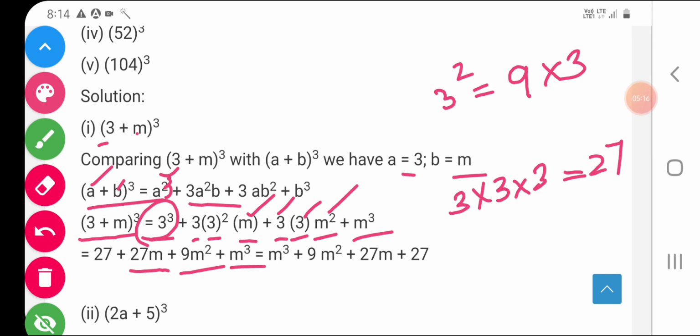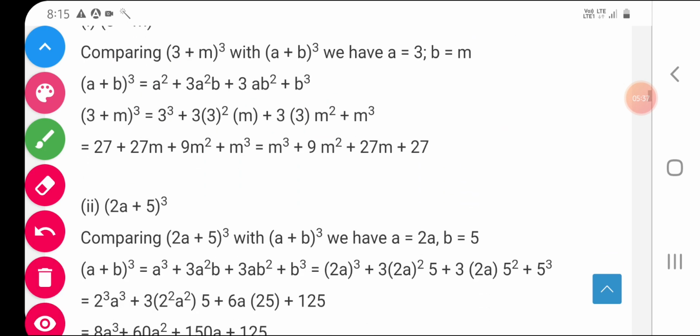Now we have to write in an order. Based on the power we have to arrange, from highest to least power of the variable. So here the variable is m. So m cube plus 9m square plus 27m plus 27 is our answer.